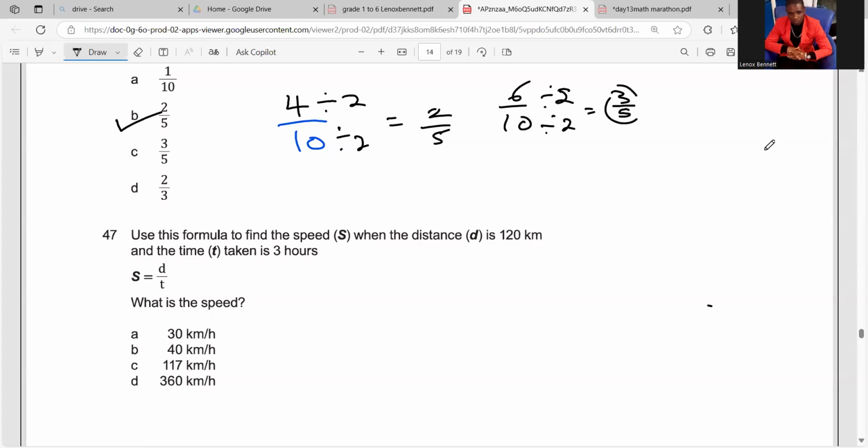So Israel Brian asked for this one. All right. So it says use the formula to find the speed when the distance is 120 kilometers and the time taken is 3 hours.